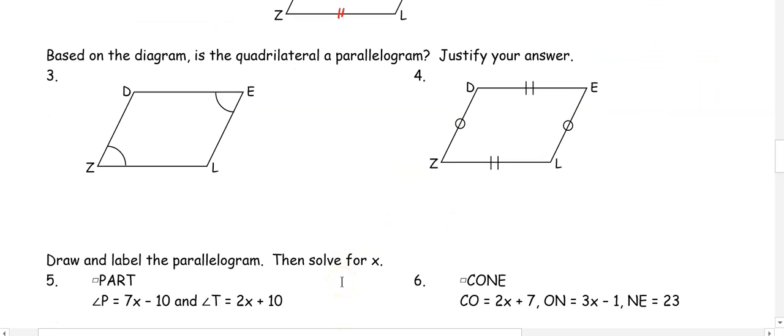In number 3, based on the diagram, is the quadrilateral a parallelogram? So in number 3, we only have one set of congruent angles and we need two. So is this a parallelogram? No, because only one set of opposite angles is congruent.